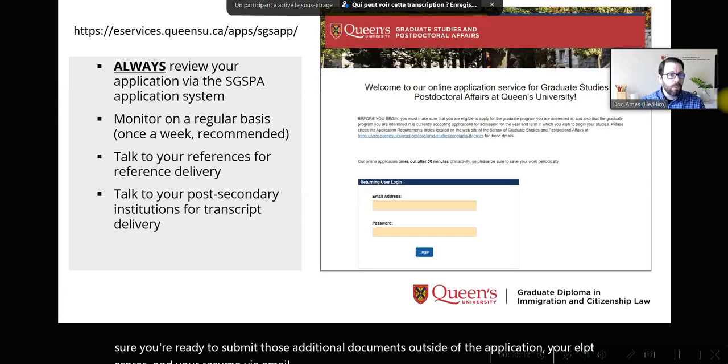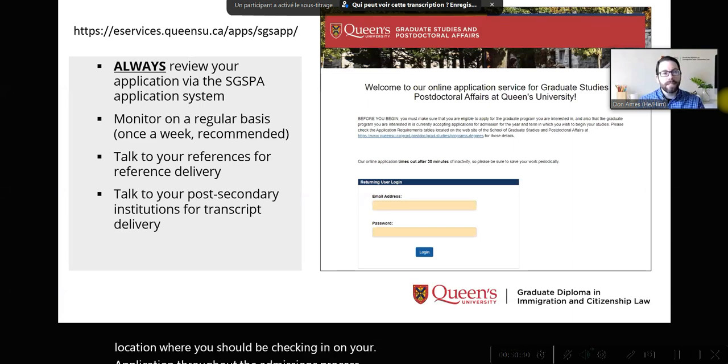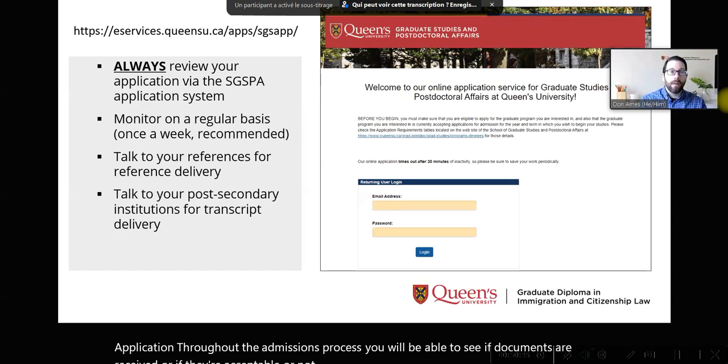This is the location where you go to submit. Also, this is the location where you should be checking in on your application throughout the admissions process. You will be able to see if documents are received or if they're acceptable or not by logging in on a consistent basis. I encourage all of our applicants to log in on a weekly basis at least, and to make sure you're talking to your references that they've submitted documents on your behalf.